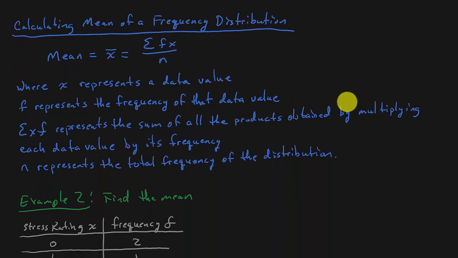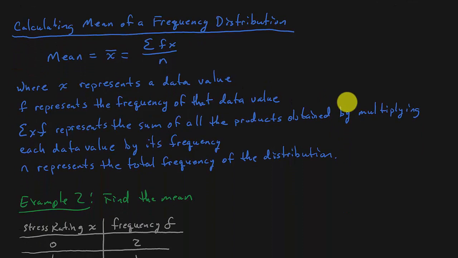Now, what about calculating the mean of a frequency distribution? The mean x bar is equal to the sum of f times x divided by n, where x represents a data value, f is the frequency of that data value, and the sum of xf or fx, it doesn't matter which one comes first, represents the sum of all the products obtained by multiplying each data value by its frequency. And n represents the total frequency of the distribution.